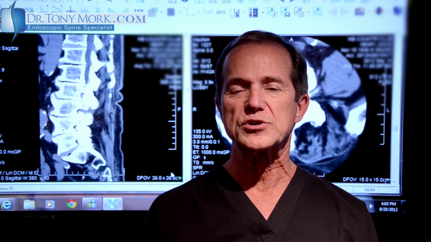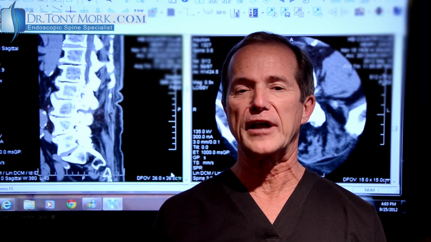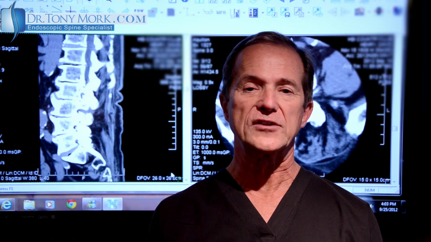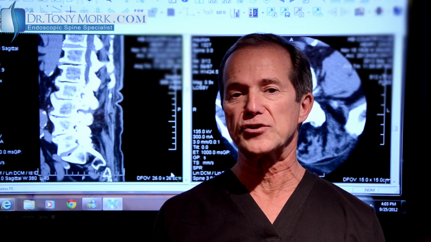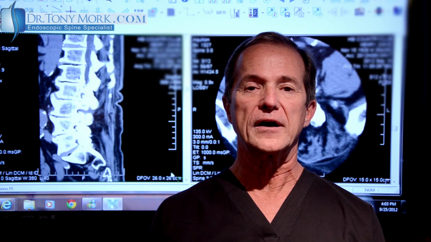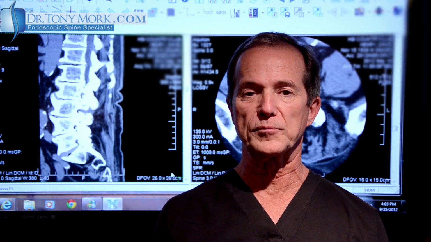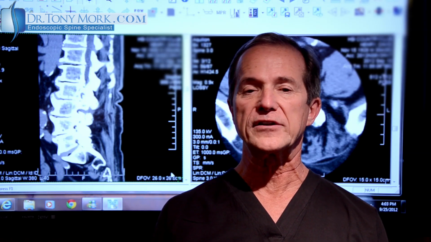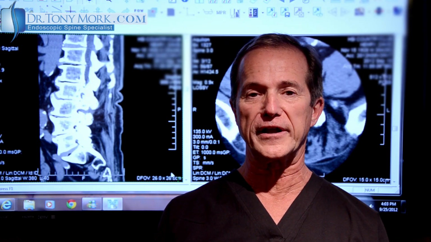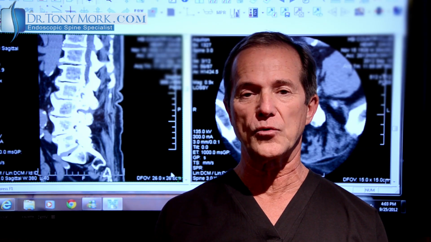So spondylosis is a general term reflecting osteoarthritic changes. It's a radiology term. It's not a term that I use very often just because it's meaningless. It doesn't specify a certain place. It's very general, and it doesn't specify where you're hurting. So it's a term I tend to avoid.